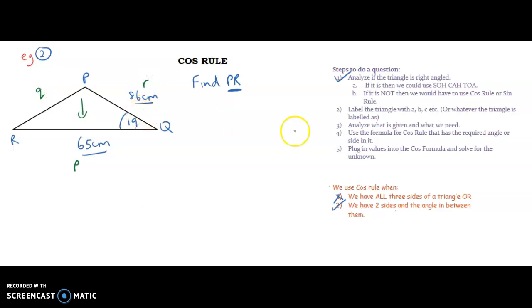So what am I really asked to do? I am asked to find small q, because that's PR, right? That's this side here. So analyze what is given and what we need. We did that already. Use the formula and use it with the required angle or the side. Now in this case it's a side, and I need to find q. So I will start with the Cos Rule formula that starts with q. So it'll go like that. q squared is equal to p squared plus r squared minus 2pr cos of capital Q, angle Q.